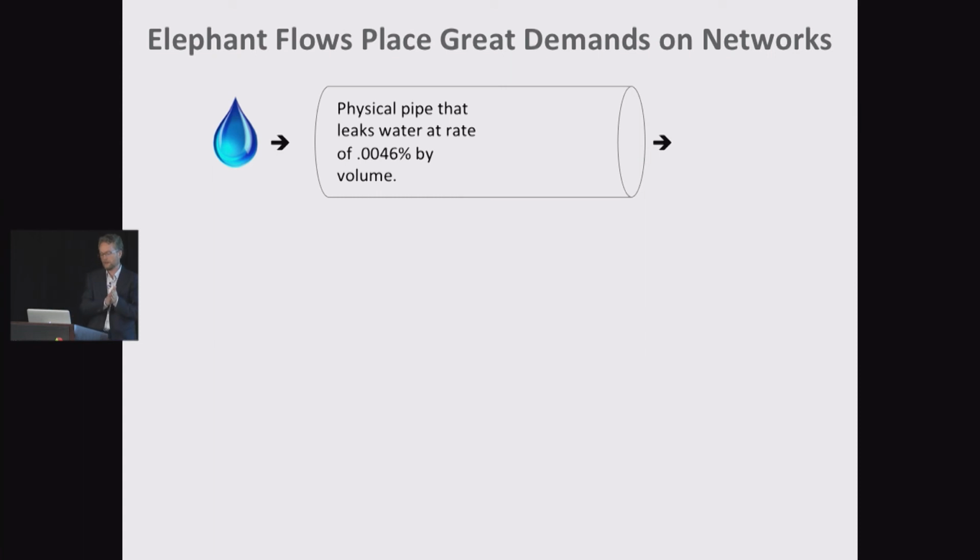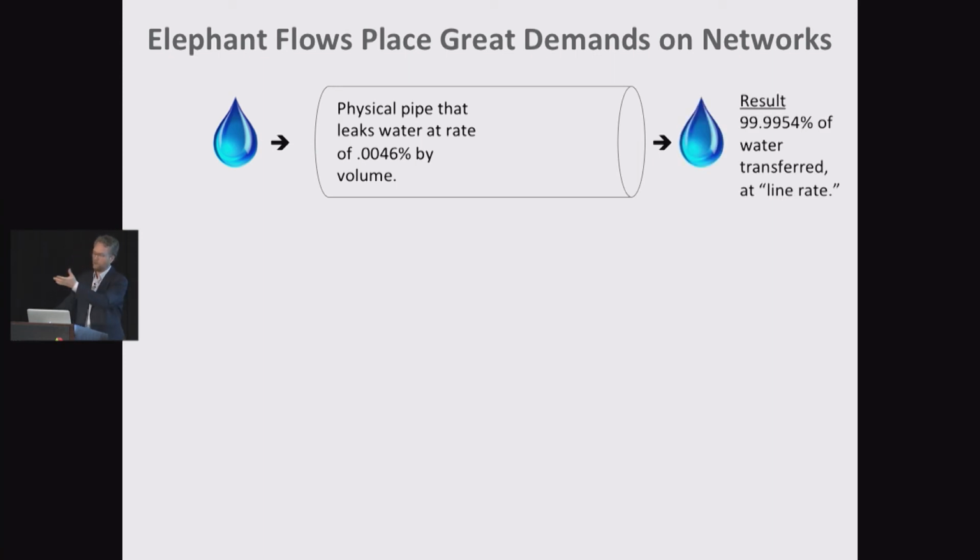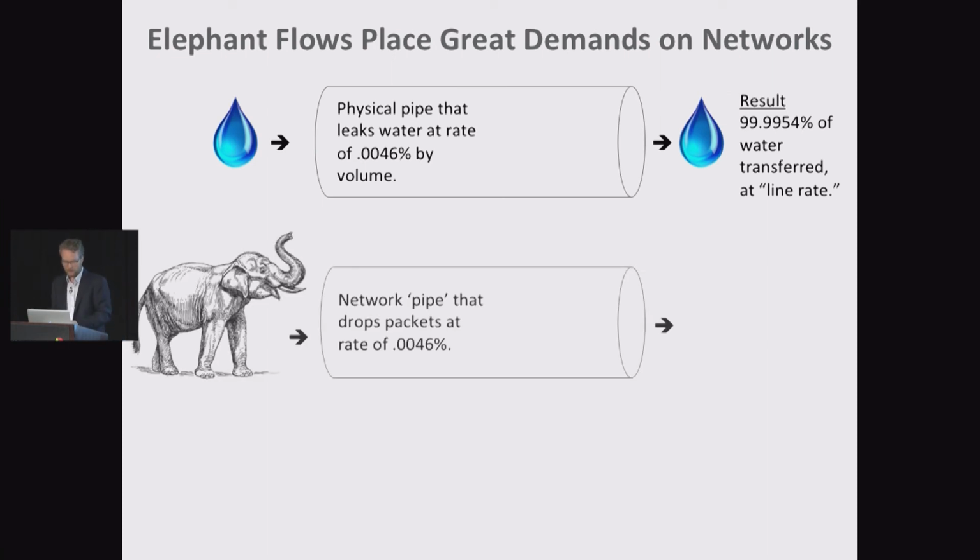So what do elephant flows actually look like, and what does it mean to engineer for these things? I'm going to use the notion of water plumbing as a crude analogy here. But say you had a physical pipe, right? I'm carrying water, and it leaks at some small rate, right? So what do I do? I end up with most of the water delivered to the other side, but the fact that there's a leak in the pipe doesn't particularly affect the pipe's ability to deliver the water from one end of the pipe to the other, right? So far, so good.